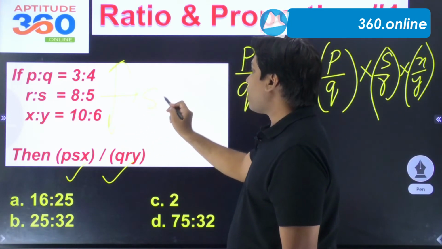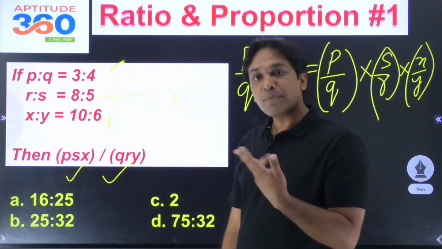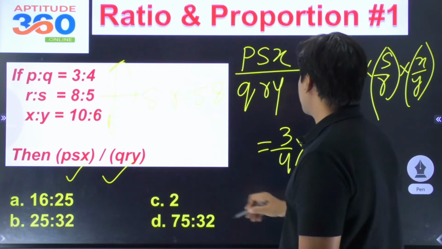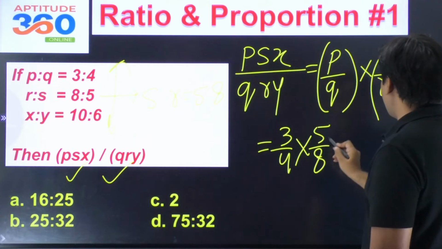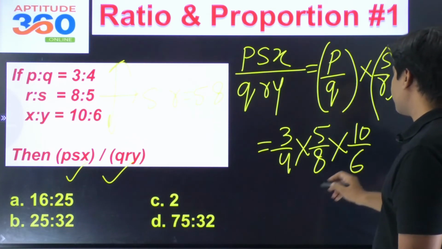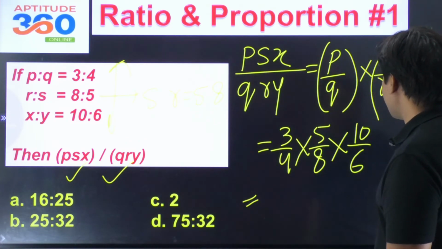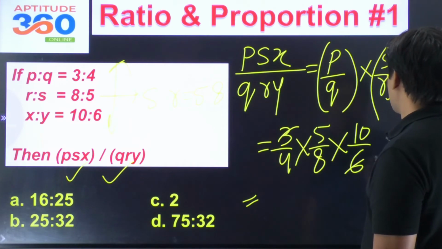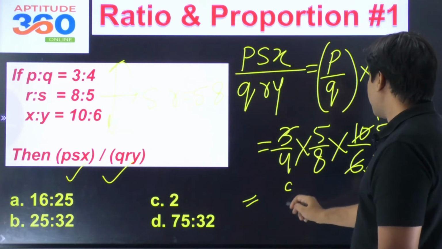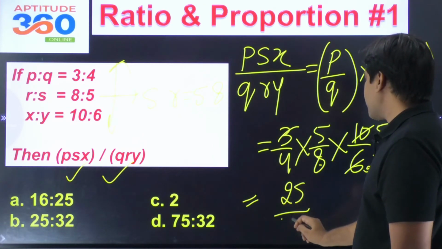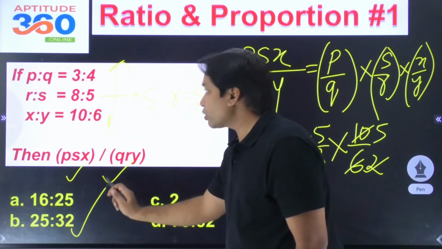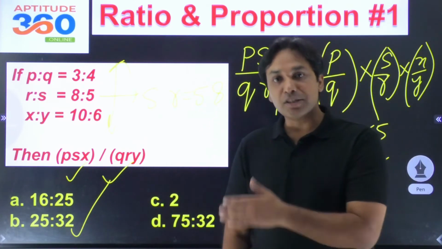So S is to R, which is what? Reciprocal ratio of R is to S, that one comes out as 5 is to 8. So this is 5 is to 8. And what's the value of X is to Y? This is 10/6. So can we simplify this? This is 2, this is 5. So 5 into 5, 25, and this is 32. So 25 is to 32. This is going to be the answer. Okay.